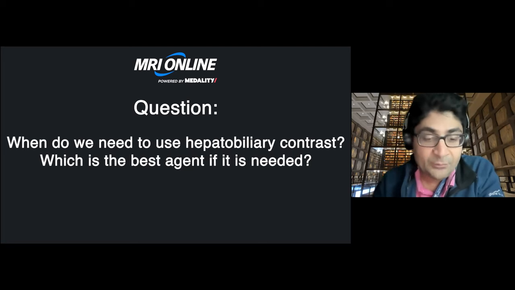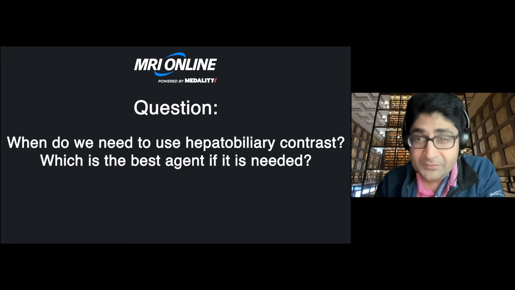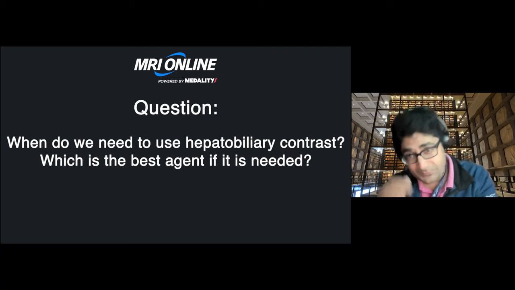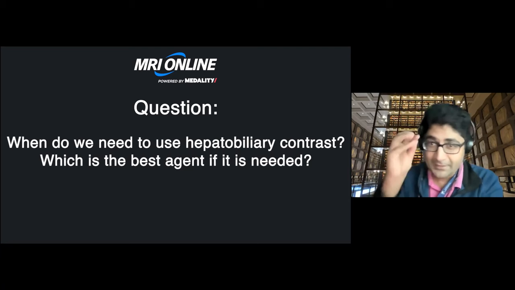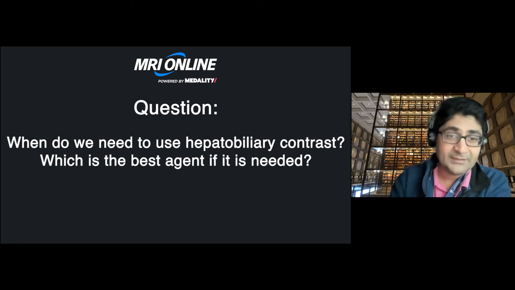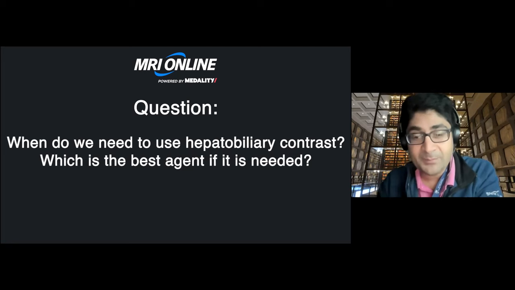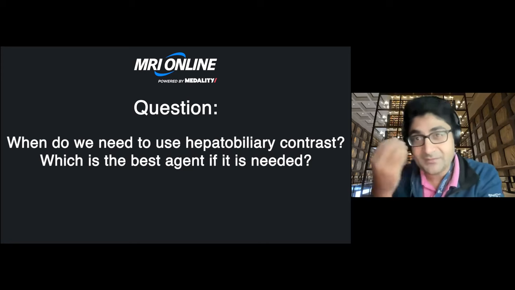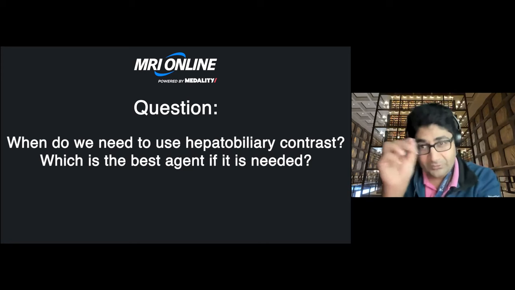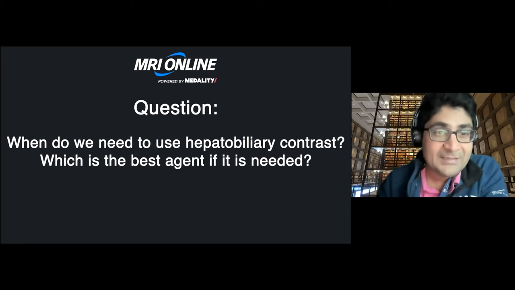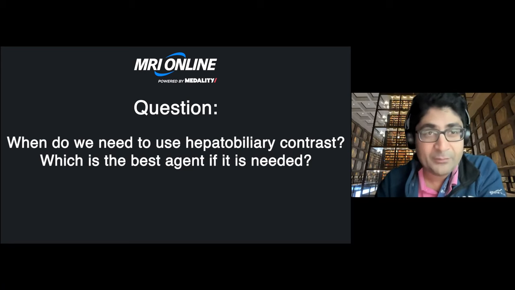Another good use would be that our surgeons sometimes like it prior to doing liver resection for metastases, so segmentectomies, when they take out individual lesions. They want to delineate every single lesion in the liver. So they use the hepatobiliary agent, you image at 20 minutes to see them as little black holes, so they can really pick up all those lesions. And so that's another reason why we use hepatobiliary agents.